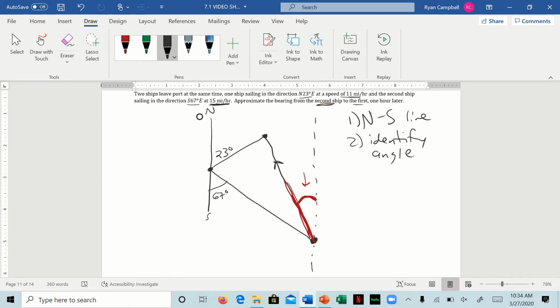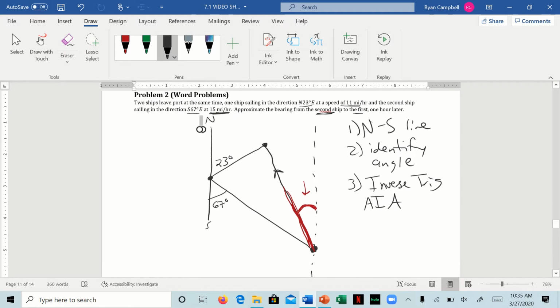All right. So remember, the two things we need to find, we need to use inverse trig, and we need to use alternating interior angles. So one thing we haven't written is how fast things have gone, right? So first, it tells us after 1 hour, if the first one is going 11 miles per hour, how far have they gone? Obviously, they have gone 11 miles. If the second one's gone 15 miles per hour, obviously, that's 15 miles, right?